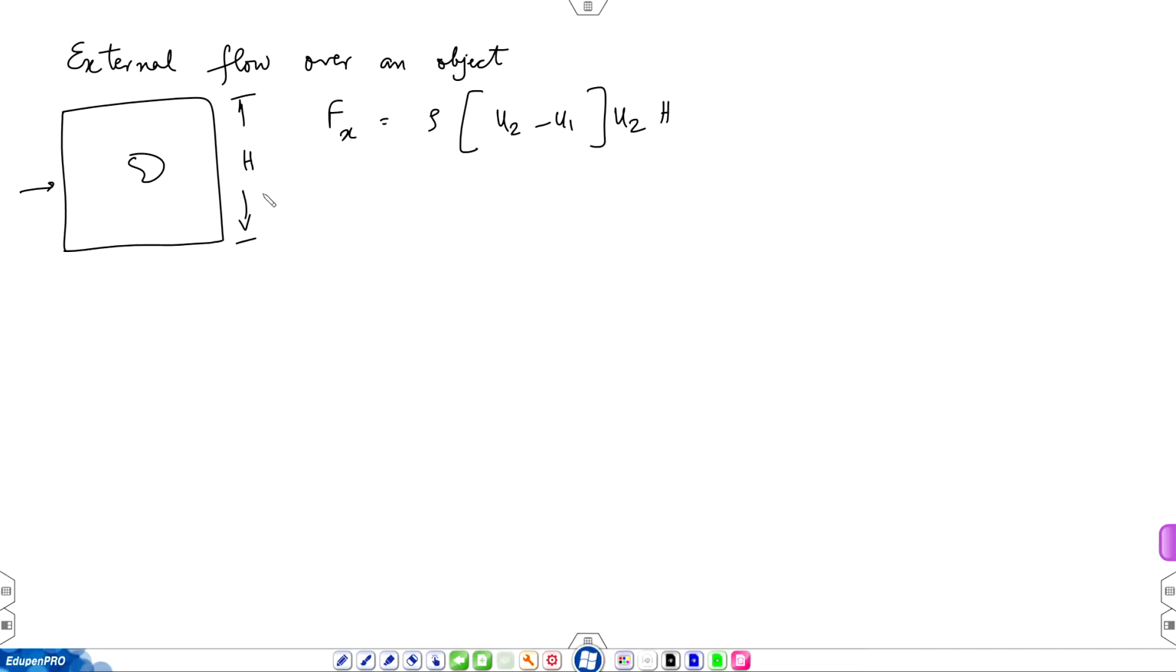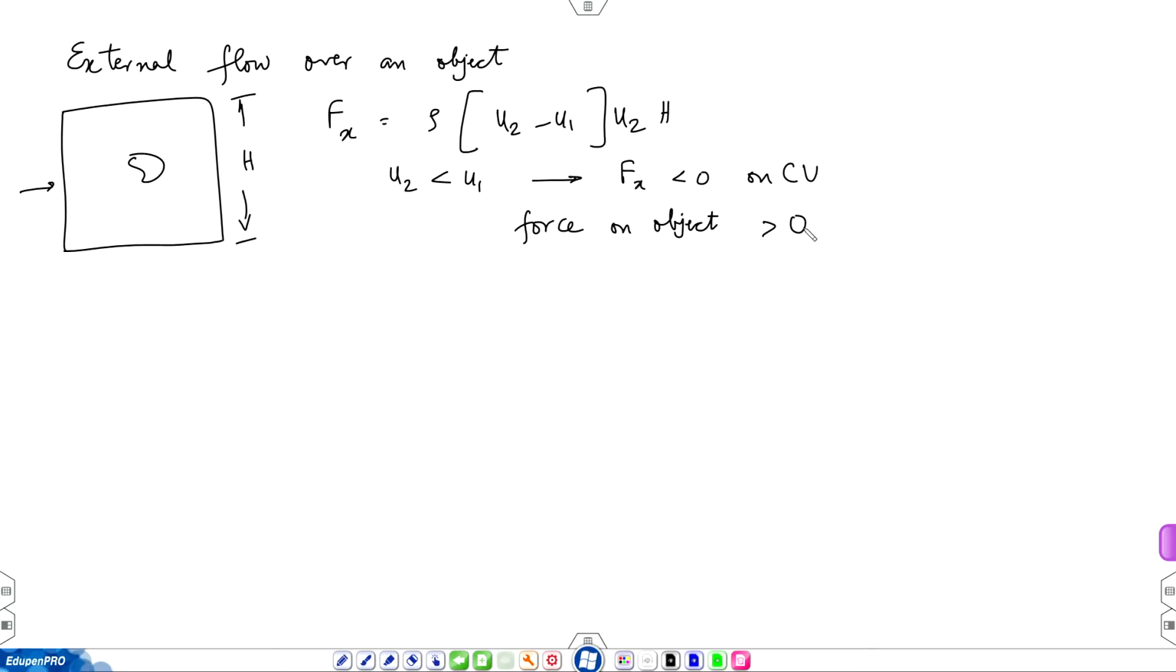Okay, so now this is the result, and then we reasoned out that u 2 has to be less than u 1 because flow is being blocked by the object. Therefore, F x is negative. Gives you the result that F x is negative. Therefore, this is force on C v. Therefore, force on object is greater than 0. So, you will write the force on the object as rho times u 1 minus u 2 times u 2 h.